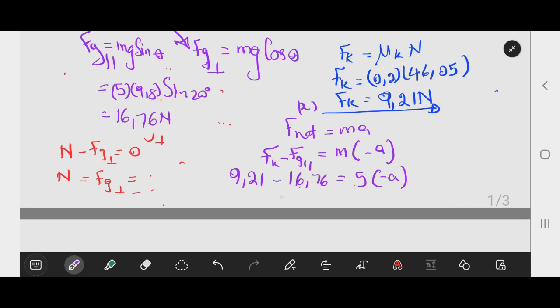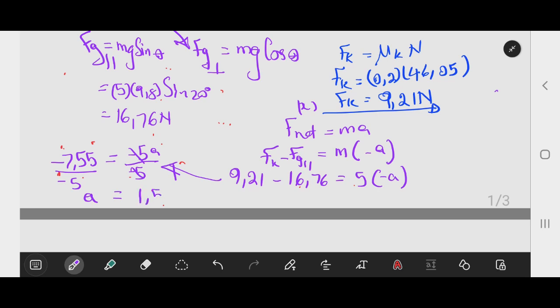So it means on the left hand side we'd get 9.21 minus 16.76, and we obtain negative 7.55. So we get negative 7.55, which is equal to minus 5a. We divide both sides by negative 5, okay? Then the acceleration now becomes 1.51 meters per second squared, right? Which is down the incline.